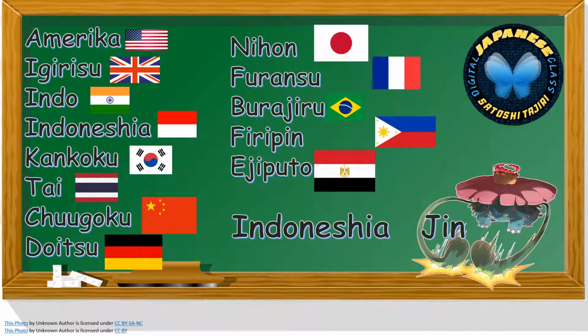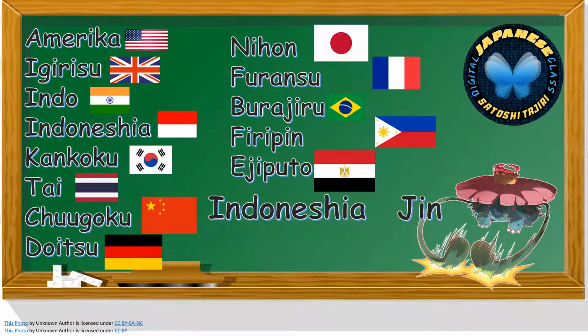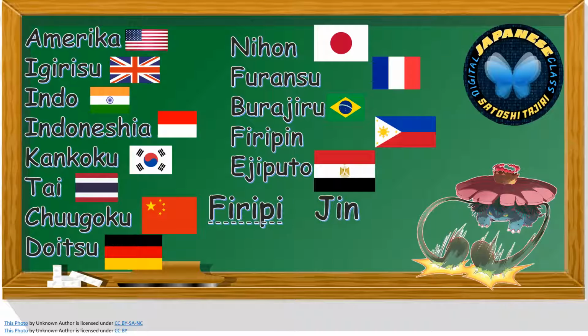So from there, we will be able to produce the word Indonesia jin, Indonesian. Same thing for the Philippines, it becomes Philippine jin, Filipino. But if we're going to say Japanese now, just simply remove Philippine and use Nihon, and we will have Nihon jin. But we don't put any space in all of that. Just simply say Nihon jin. Okay.